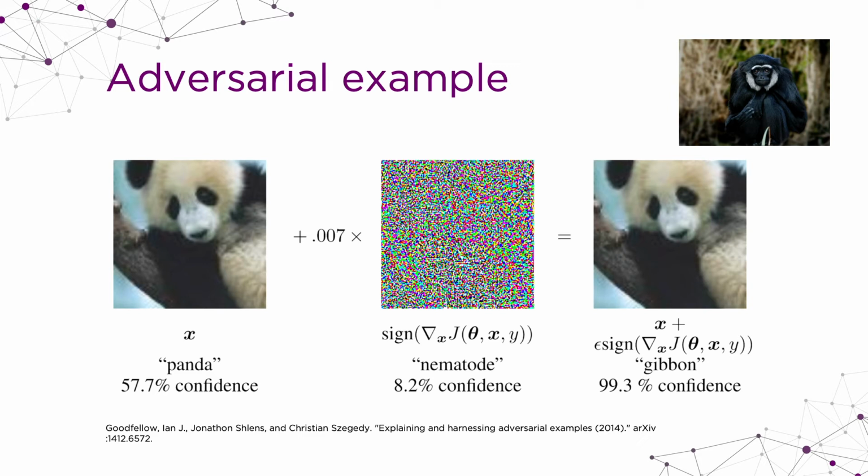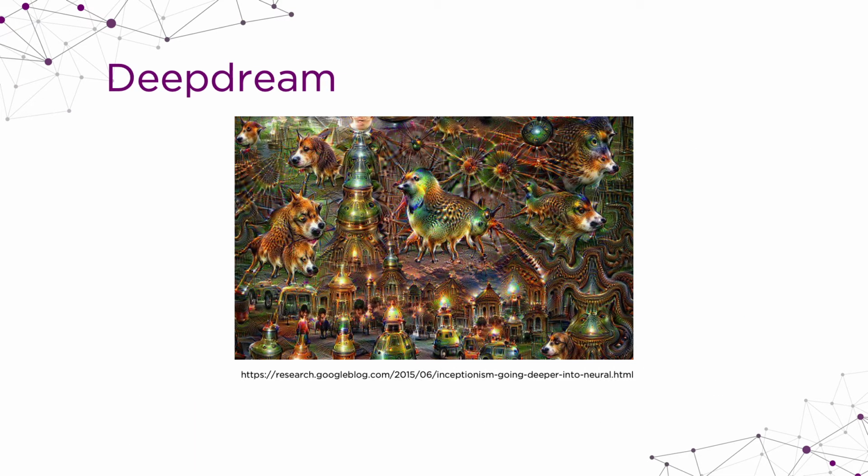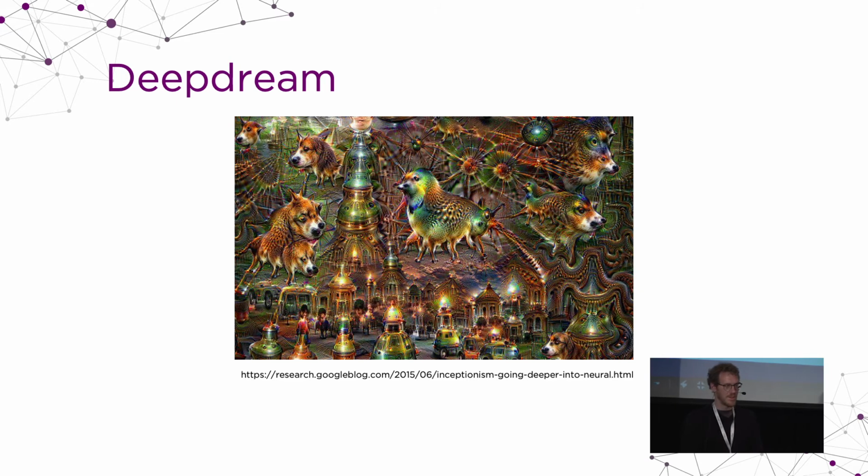So backpropagation can be used to find the pixels where the model is very sensitive. If I change these pixels in the image, the loss will change a lot. Instead of hiding the noise in the image, what I can do is just to modify completely the image.